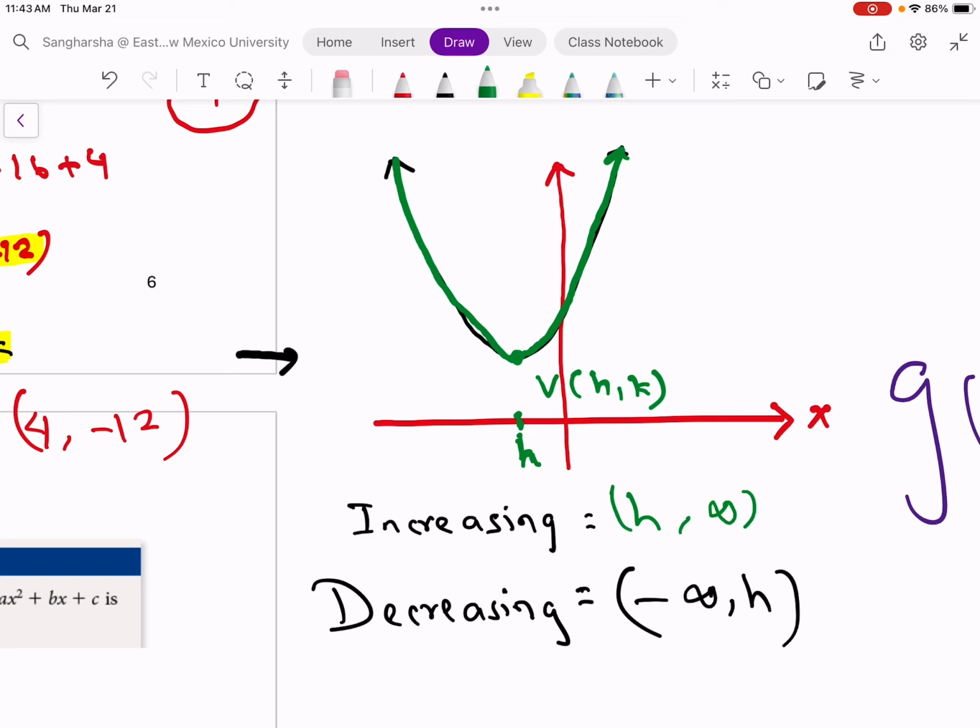Okay, now here let me draw a vertical line that passes through a vertex. This vertical line is parallel to our y-axis, and what it does is divide our parabola exactly into two similar parts. This vertical line is called the axis of symmetry. So here, this vertical line that passes through the vertex is the axis of symmetry.